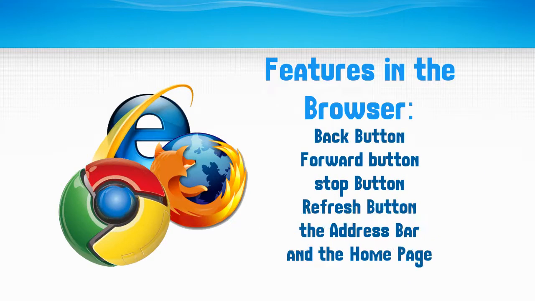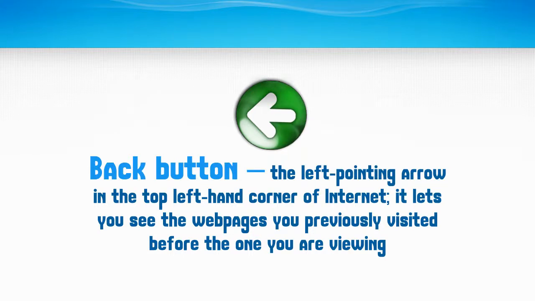In the browser window, you will see a back button, forward button, a stop button, refresh button, the address bar, and the home page. We will now get into what they are for. The back button is the left pointing arrow in the top left-hand corner of the Internet browser. It lets you go back to see the web pages you previously visited.